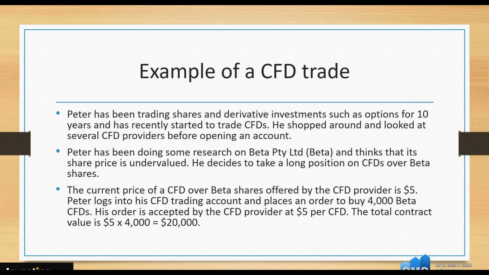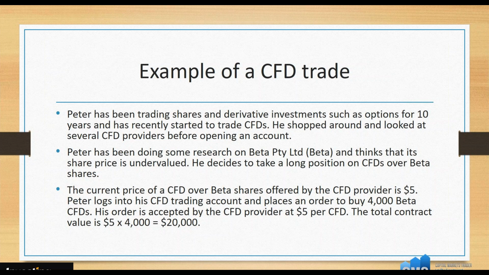Now, Peter's been doing some research on a company called Beta, and he thinks that its share price is well undervalued. He decides to take a long position, or to buy it to go up, on a CFD over Beta shares. The current price of the CFD over Beta shares offered by the CFD provider is $5. Peter logs into his CFD trading account and places an order for 4,000 Beta CFDs, or 4,000 shares. His offer is accepted by the CFD provider at $5 per CFD. This is what they were trading at.